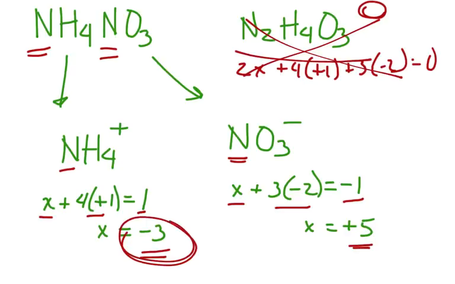The fact that we have nitrogen in a -3 state and nitrogen in a +5 state is what makes ammonium nitrate kind of a dangerous molecule, because the electron transfer could happen. But that's the algebraic method of calculating oxidation numbers.